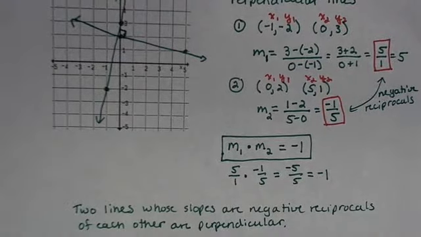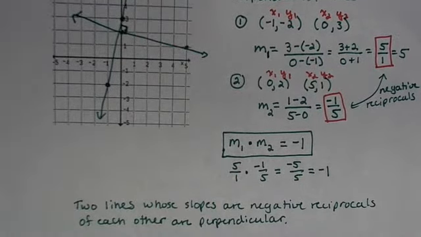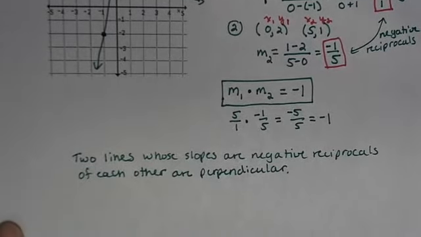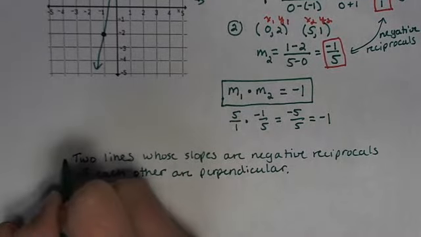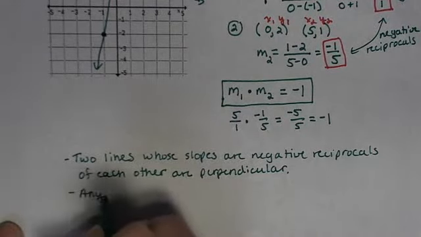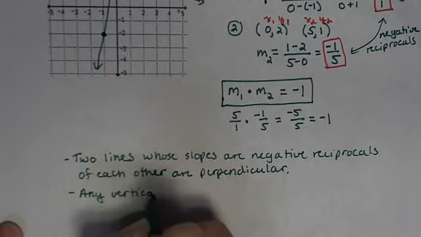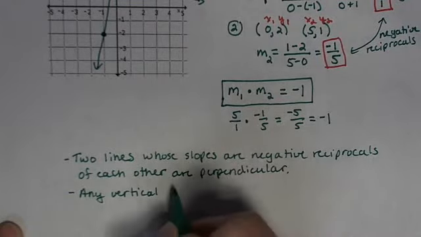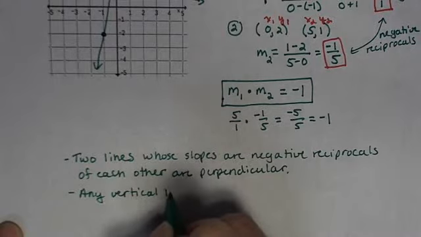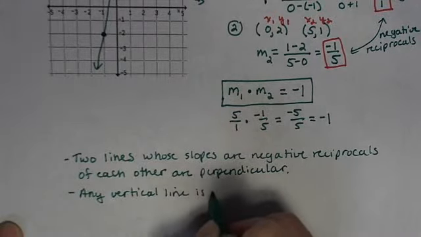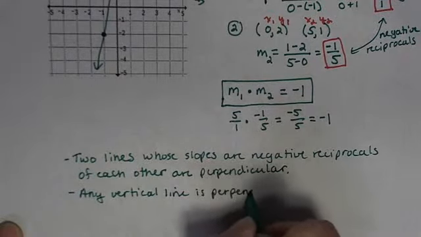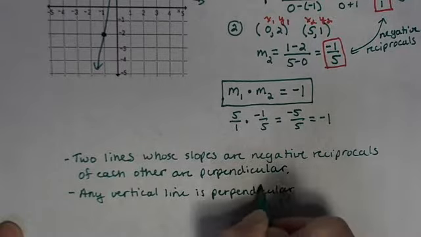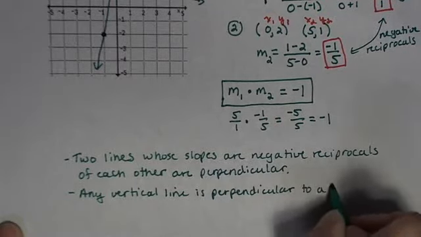Now we also have a special case with the perpendicular lines, much like we had with the parallel lines. We can say that any vertical line, remember vertical lines have an undefined slope, any vertical line is perpendicular to a horizontal line.